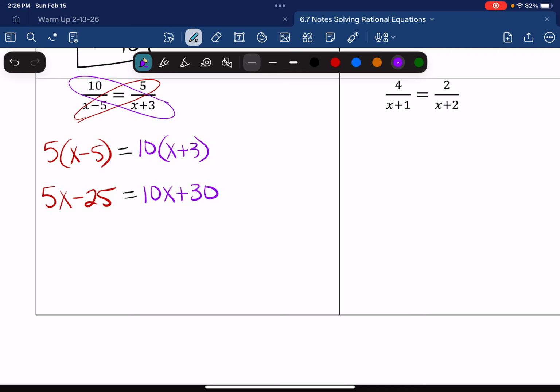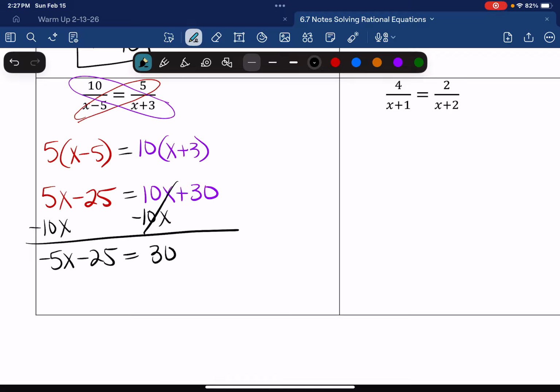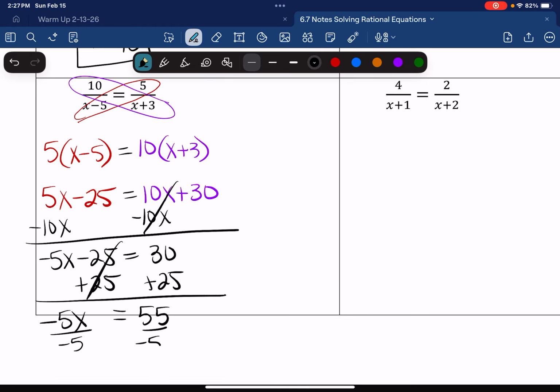So we have this linear equation to solve. All we need to do is get all of our variables on the left side and our constants on the right side. So I'll subtract 10x from both sides of this equation. And that gives us negative 5x minus 25 equals 30. And let's move the constants over to the right side. So I'll add 25 to both sides of this equation. And that gives us negative 5x equals 55. And so to isolate x, we just need to divide both sides by negative 5. And that gives us x equals negative 11.